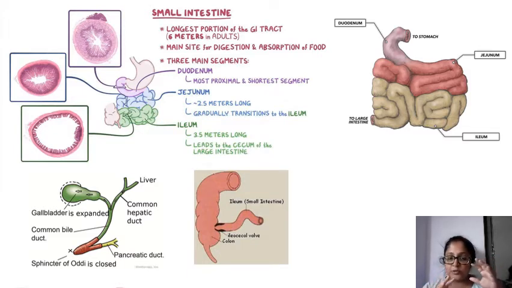Digestion and absorption also take place in these parts, because they have villi, which are finger-like projections for absorption. The unabsorbed food material moves into the cecum when the ileocecal sphincter is open. It also prevents regurgitation, that means it does not allow backflow. So this is more or less the structure of the small intestine.